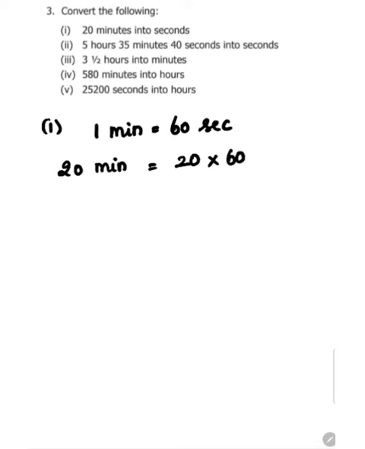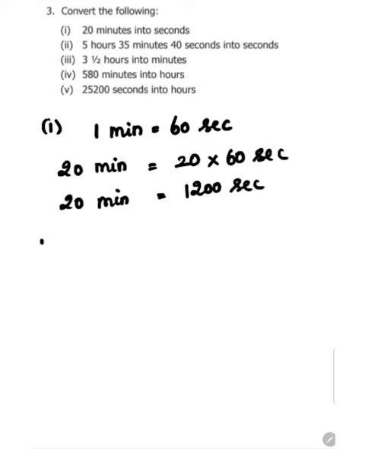Then the third question they asked, convert the following. The first one is 20 minutes into seconds. We have to convert minutes to seconds. We already know 1 minute is equal to 60 seconds. So 20 minutes is equal to 20 into 60 seconds. So 20 into 60 is nothing but 1200 seconds.